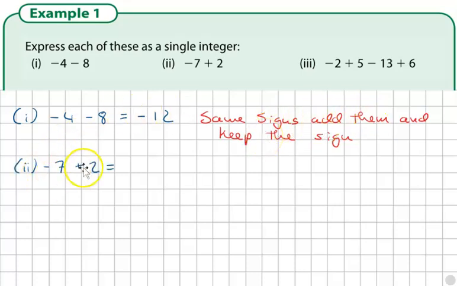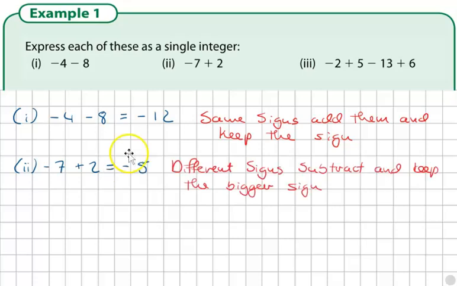Part 2, minus 7 plus 2. These are different signs, so we're going to subtract and keep the sign of the bigger number. So we get minus 5 because we subtract 2 from 7 and we keep the sign of the bigger number numerically, and the bigger number numerically is 7. So minus is in our answer, so we get minus 5.